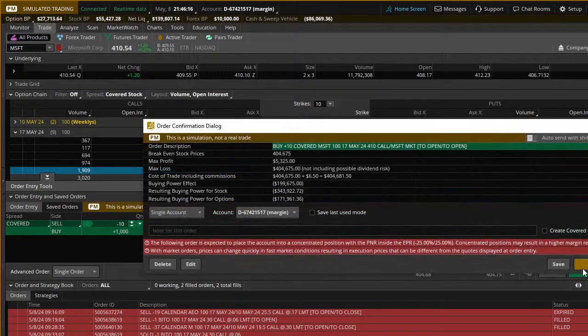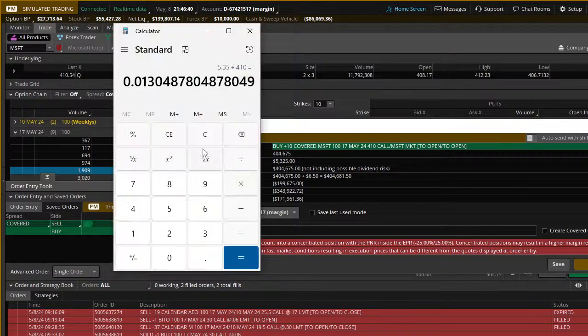Okay. Here's the order that pops up. Order description: buy 10 covered Microsoft, 17 May 24. That's next Friday. It's not worth it to do this week. There's not enough time. And it's to open. What's your profit? Maximum profit, 5,325. Okay, so I'll get my calculator out. Clear that. My max profit is 5,325. What am I investing? 400,000. Well, see, that's why I don't do $400 stocks.